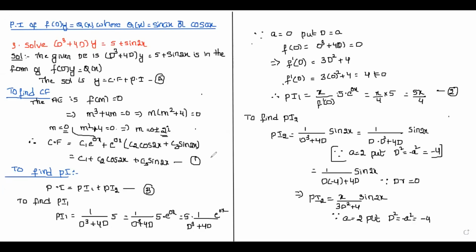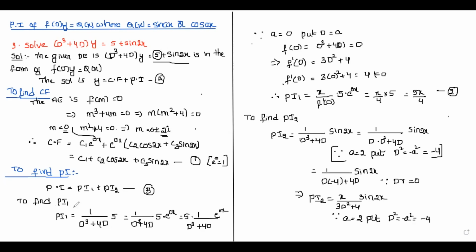Since e power 0 is equal to 1, the complementary function is equal to c1 plus c2 cos 2x plus c3 sin 2x. Now to find the particular integral, it is split into two parts because it is having two parts, 5 plus sin 2x. So let us find the particular integral for 5 first, then sin 2x.